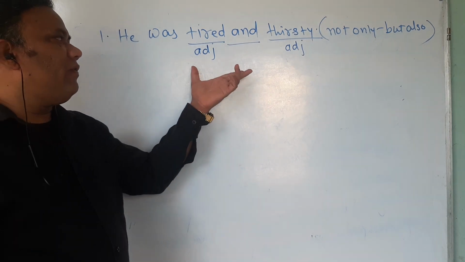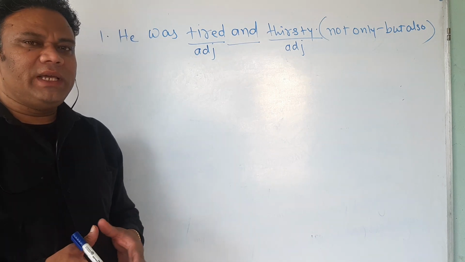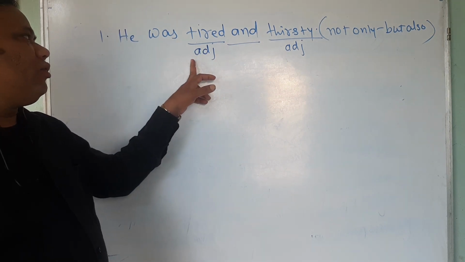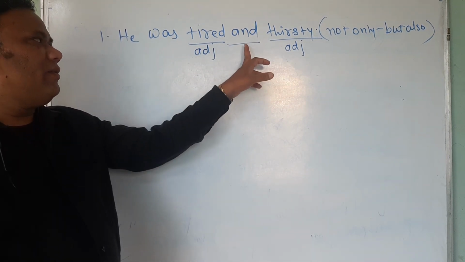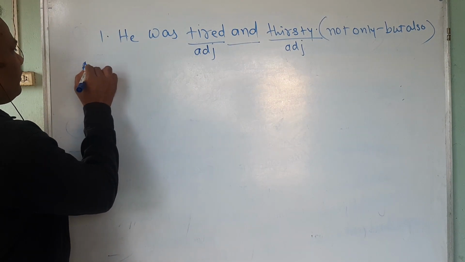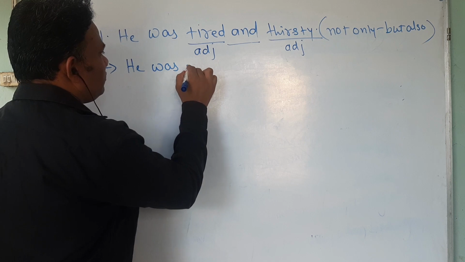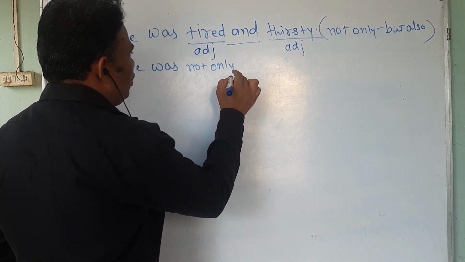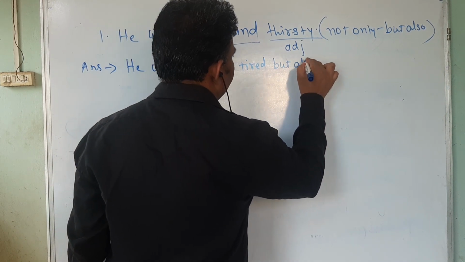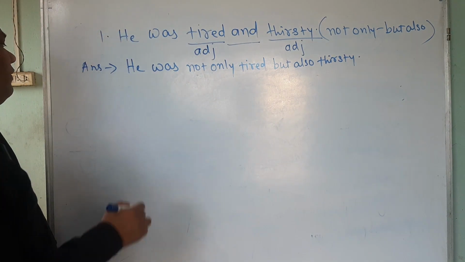Now if we find two words having the same part of speech, it is very easy to use not only but also. What we have to do? Before one word we have to use not only, and before another word, by cancelling "and", we have to use but also. So what will be the answer? The answer is: he was not only tired but also thirsty. Okay, now see one more sentence.